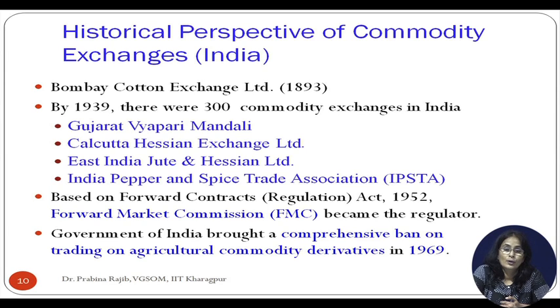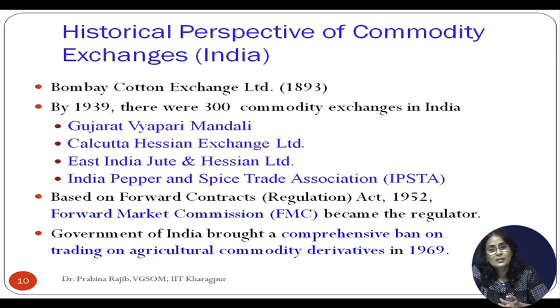Some of the important ones I have just listed here. These are Gujarat Bapari Mandali, Calcutta Hessian Exchange Limited, East India Jute and Hessian Limited, Indian Paper and Spice Trade Association. So all these 300 commodity exchanges were operating in isolation. They had their own rules and regulations pertaining to contract specifications, margining system, the trading and settlement rules.